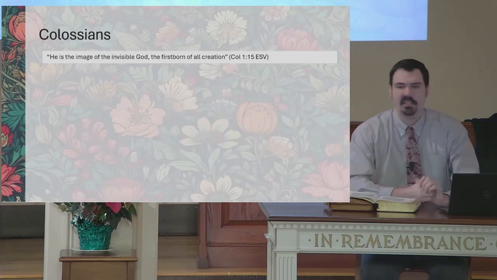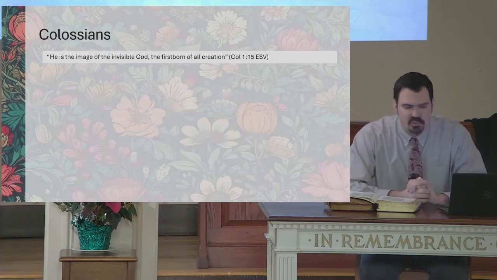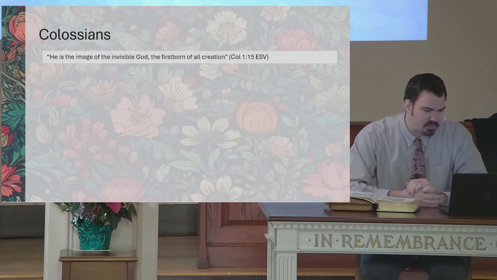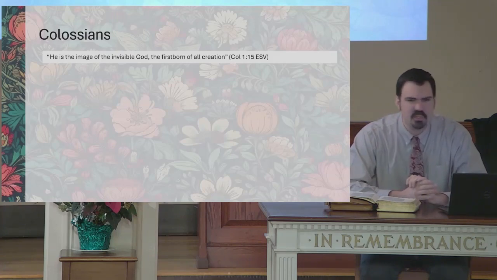Right off the bat, I think it's pretty clear that this passage is using creation language, right? The image of God, that brings us back to Genesis 1:26, image and likeness. The firstborn of all creation, well, there's an explicit reference to creation here. I wanted to share this comment from Brother John Launchbury.